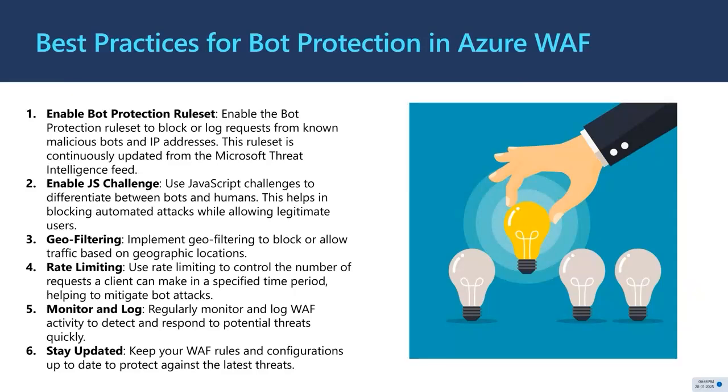This rule set is continuously updated from the Microsoft Threat Intelligence feed, so you don't have to work on updating this rule set again and again. It's all taken care of by the platform. And then the second one is enabling the JS challenge. We can use a JavaScript challenge to differentiate between bots and humans, blocking automated attacks while allowing legitimate users.